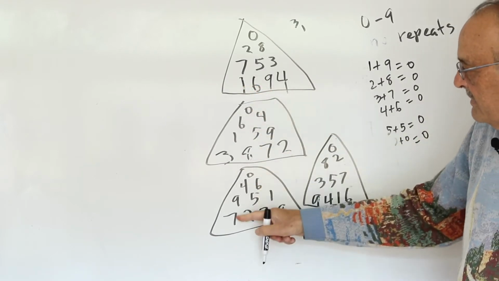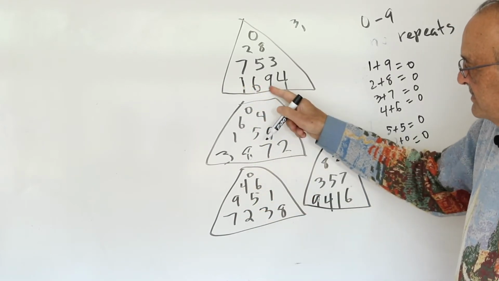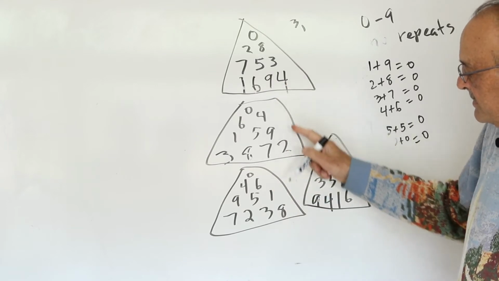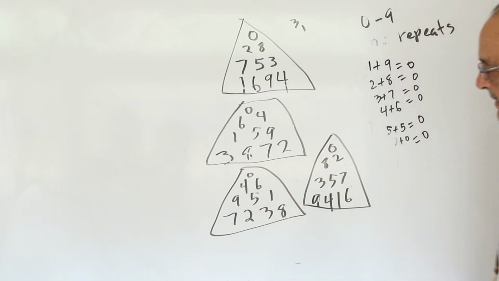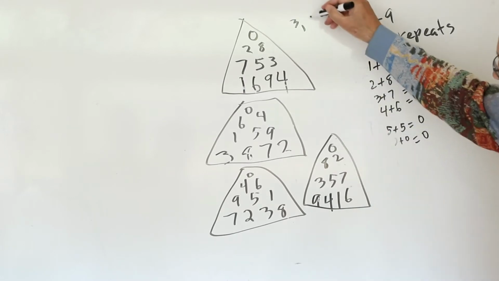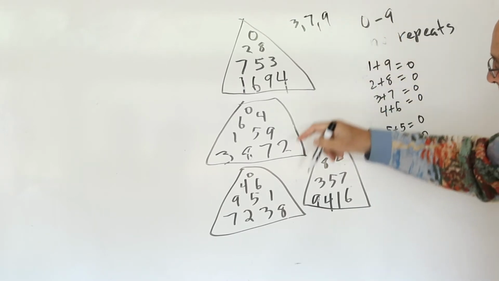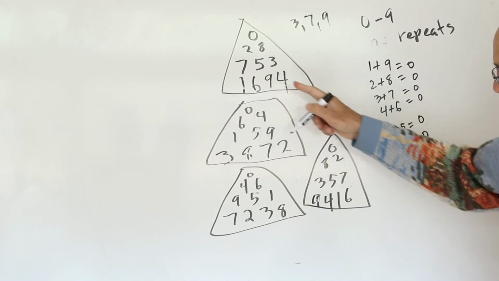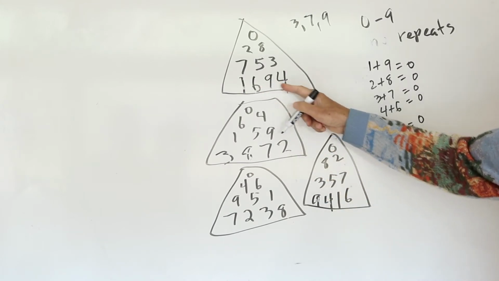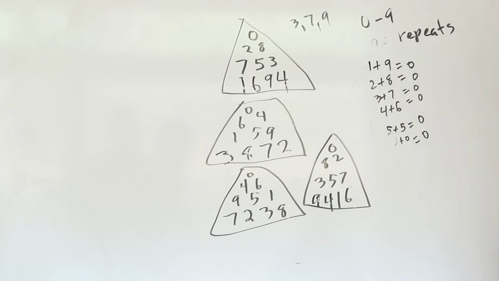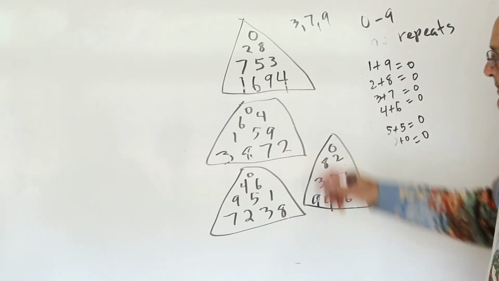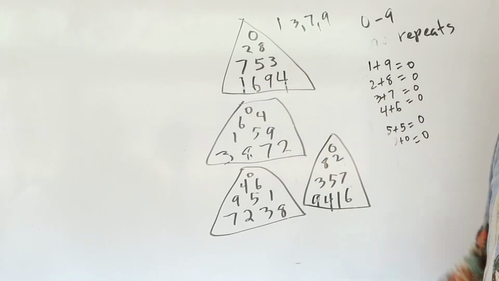7 times 1 is 7. 7 times 6 is 42. 7 times 9 is 63. 7 times 4 is 28. I'm only putting down the ones column numbers. And then I multiply by 9. So after 7 and then 9. 9 times 1 is 9. 9 times 6 is 54. Just write the 4. 9 times 9 is 81. Just write the 1. And 9 times 4 is 36. Just write the 6. And of course, if you multiply by 1, you get the same thing back.